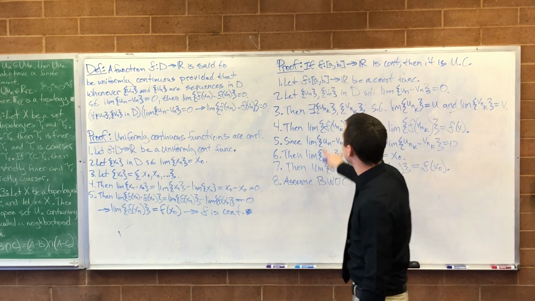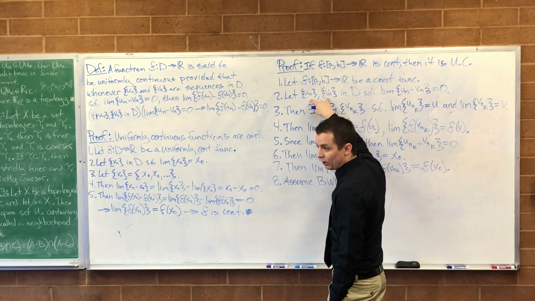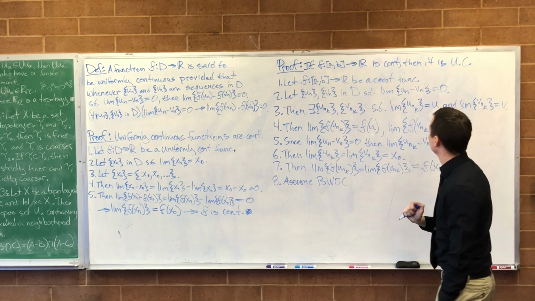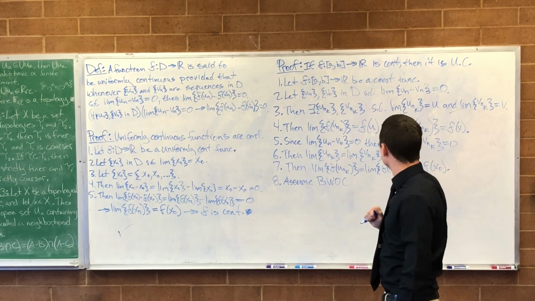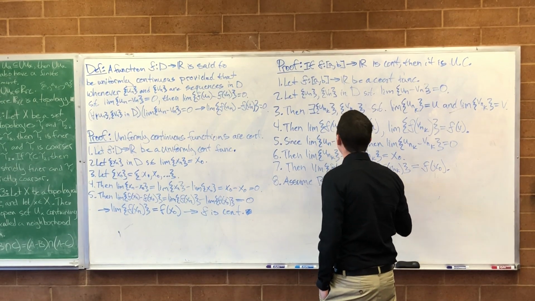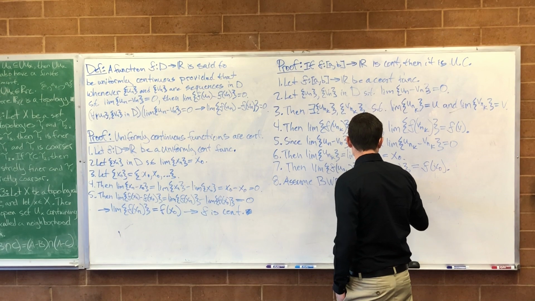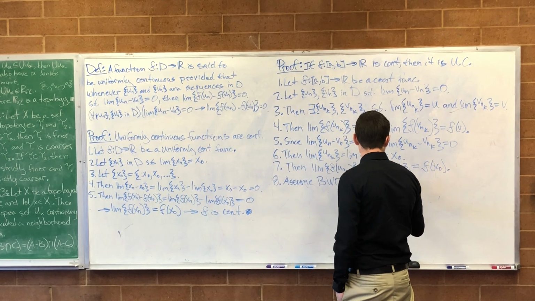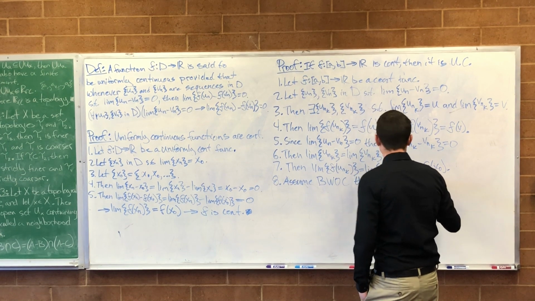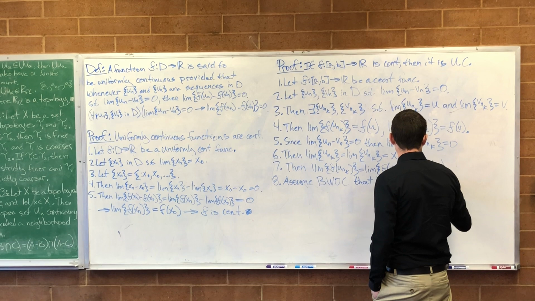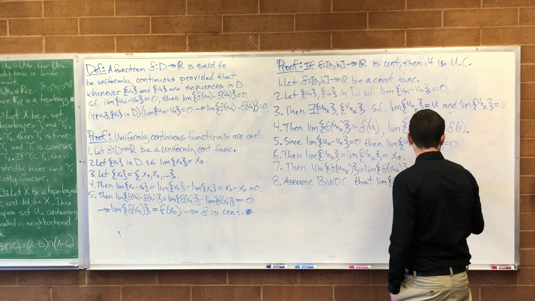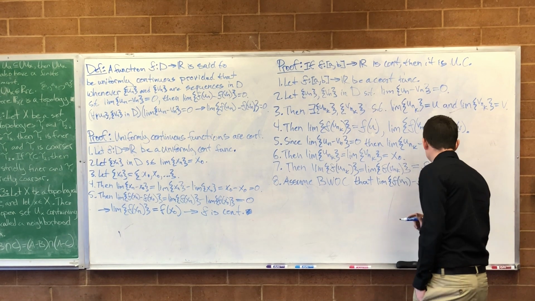No, I need to show that for any two sequences you choose, it doesn't matter what they are, as long as they satisfy this condition, then our proof holds up. Yeah. So assume by way of contradiction that the limit of f of u_n minus f of v_n is not equal to 0.